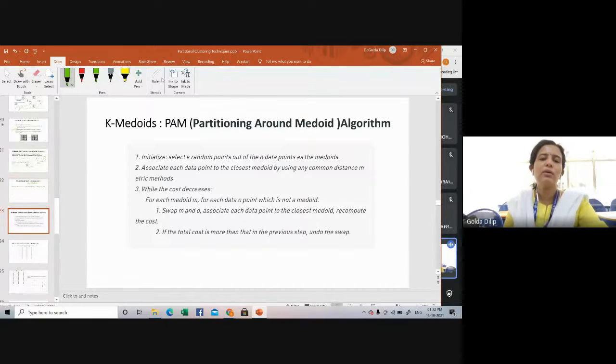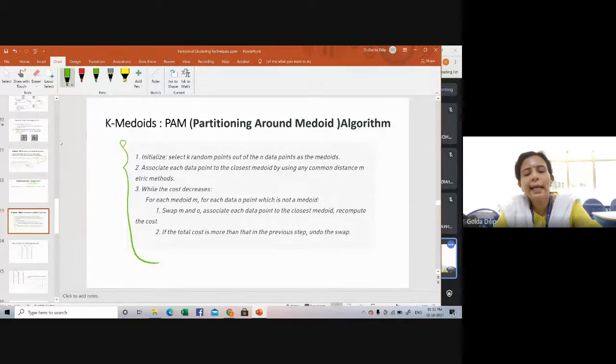Okay, so this is the algorithm. I'll just mention what it is, then we'll work it out. We'll work out an example of the k-medoids algorithm, which will make it clearer to you. So the first step is the initialization step: you select k random points out of the n data points as medoids. The second step is to associate each data point to the closest medoid by using any common distance metric.